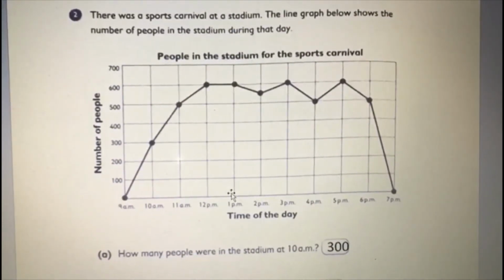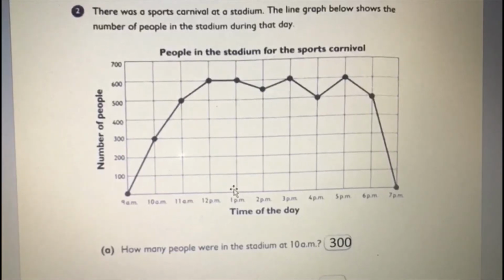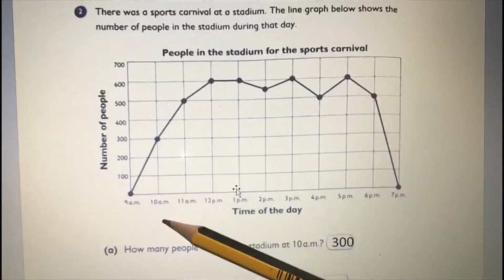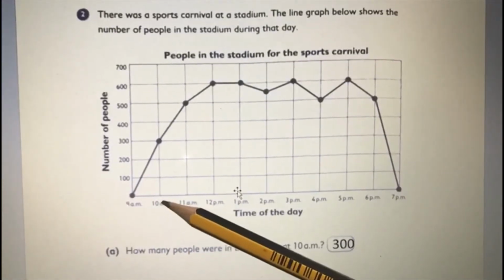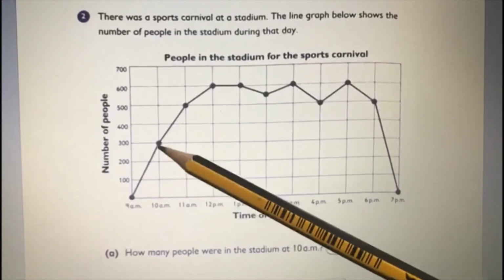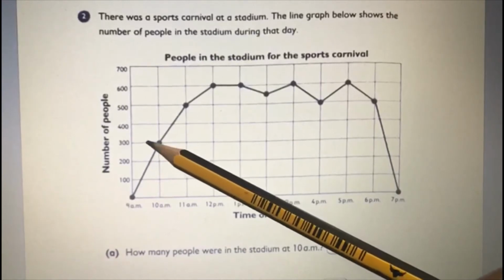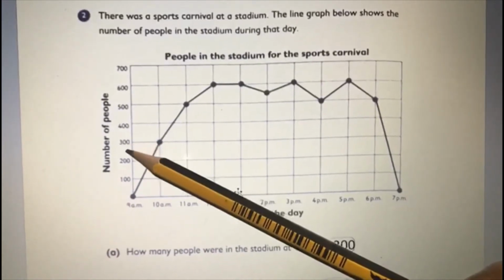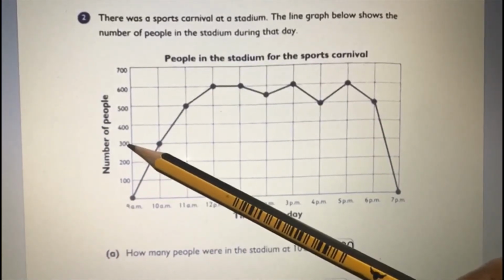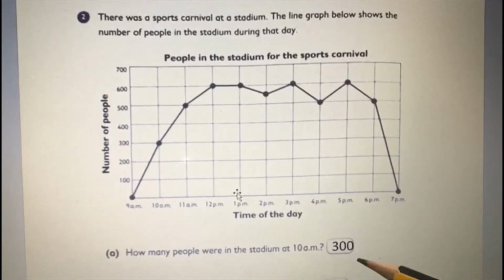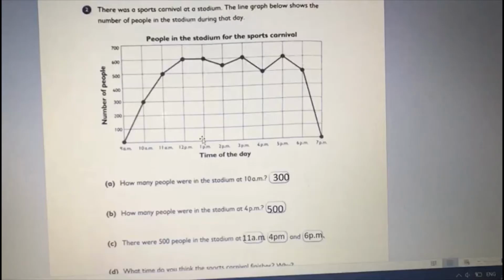So first question. How many people were in the stadium at 10 a.m.? Here you can see 10 a.m. Go up, so the point is here. That means how many people were there? 300 people were there. So I wrote 300 here.